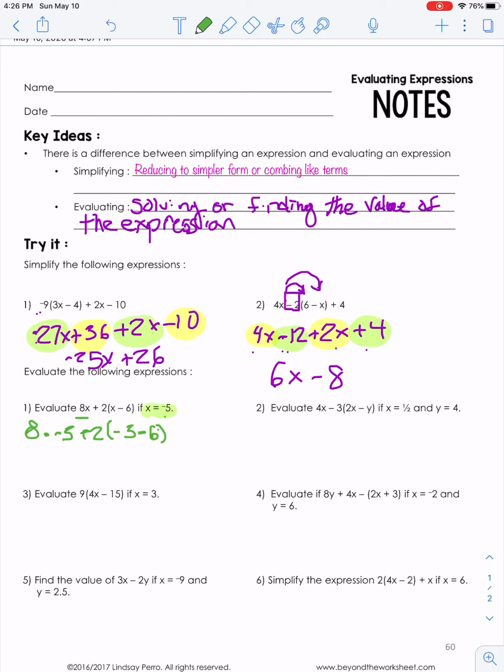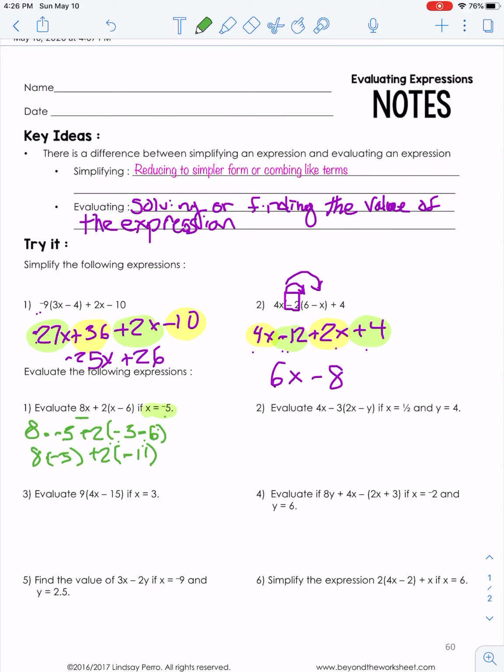So now we are going to simplify our expression using the order of operations. So the first thing it tells us to do is do our parentheses. So we have negative 5 minus 6. So we drop down the rest of our expression. So we have 8 times negative 5 plus 2 times negative 5 minus 6, which would be negative 11.